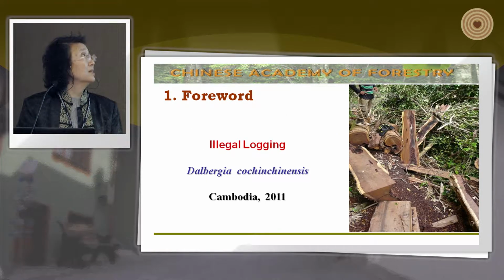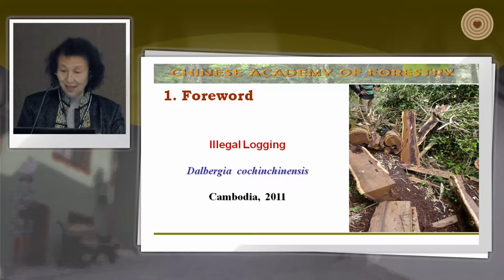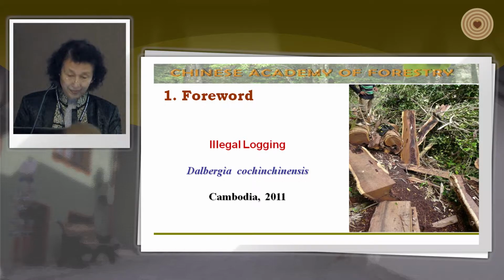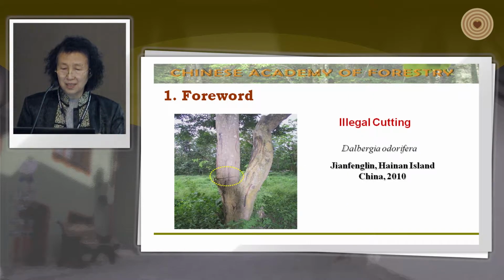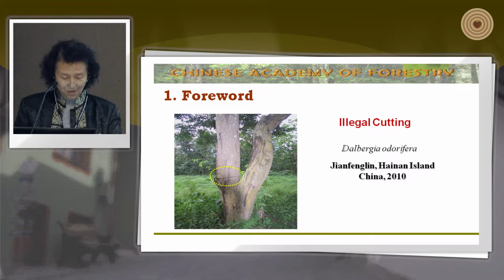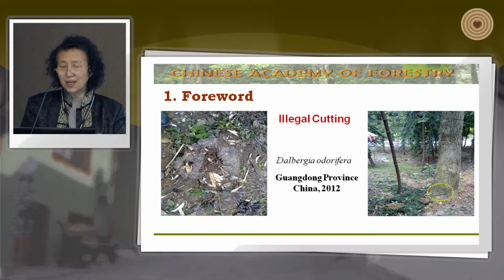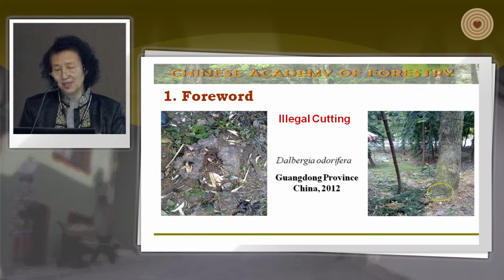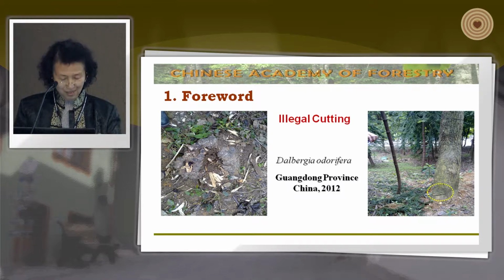This picture shows illegal cutting of Dalbergia cochinchinensis. This species belongs to the CITES list. The picture was taken in Cambodia. The next picture is illegal cutting, also of Dalbergia, in Jianfengling, Hainan Island in our country. And also illegal cutting of the same species, where big trees have been stolen in Guangdong province in our country.